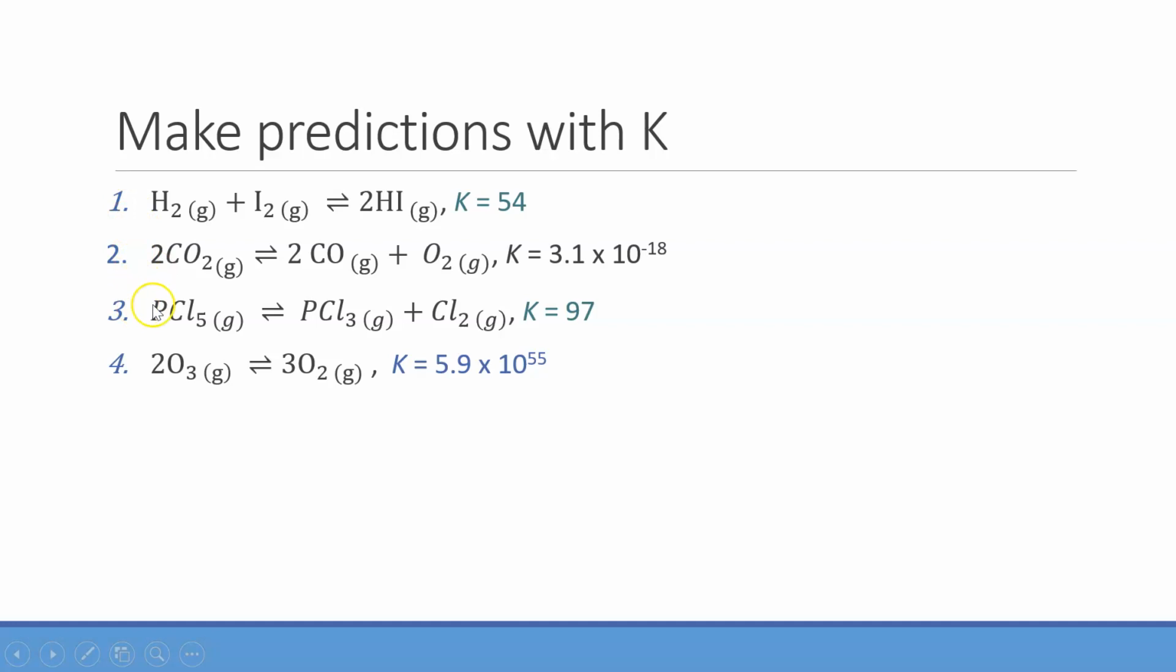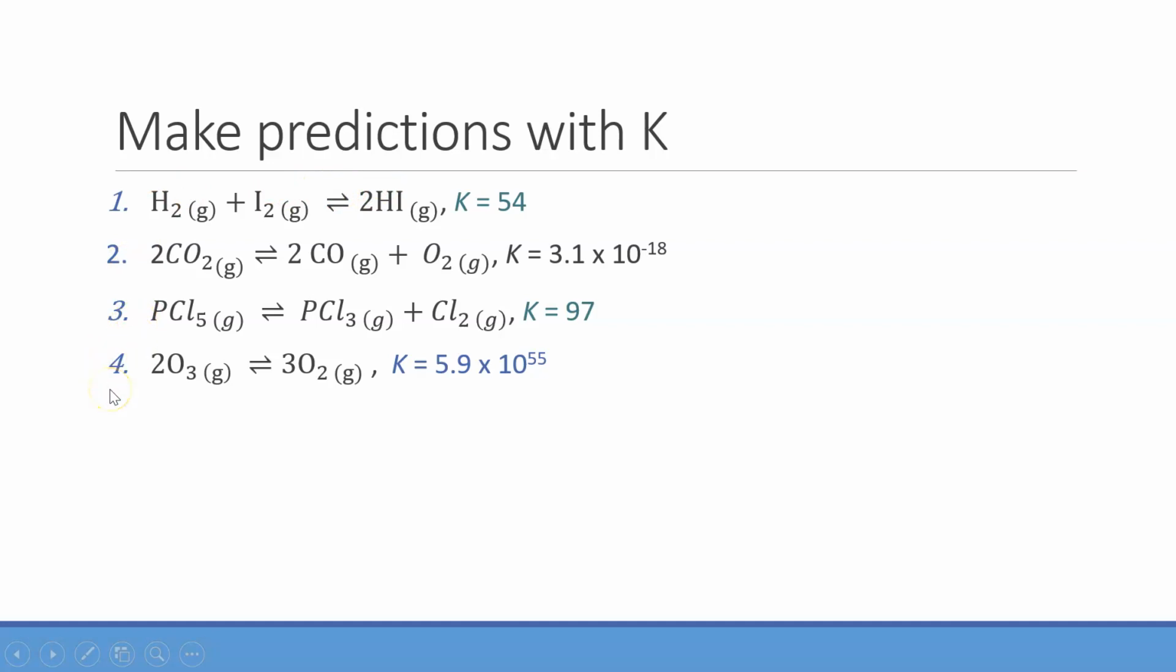Reactions 1 and 3 have a K value that's in between 10 to the minus 3 and 10 to the 3, so it's not even 100, so it's pretty close to 1. And what this means is that at equilibrium, we would have roughly equal amounts of both. Now, they won't be identical, but we would have similar amounts of both reactants and products. And that's true for 1 and 3.